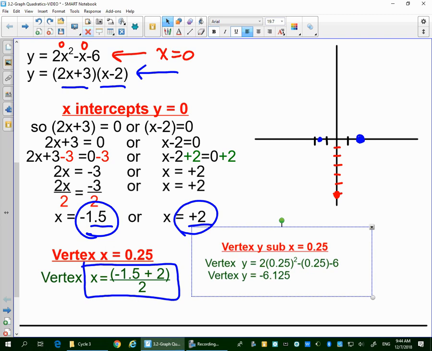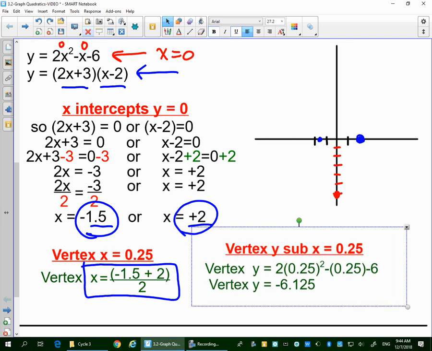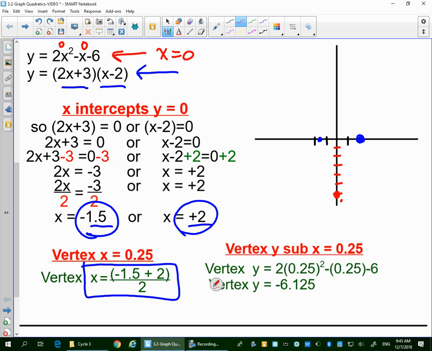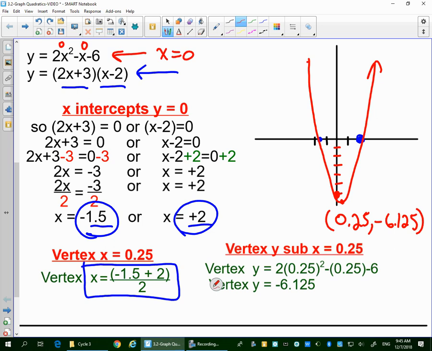And then once we know the x of the vertex, we need the y of the vertex as well. To do that, we will simply plug it into one of the original equations. I think the standard in this case is probably the easier, and we get y equals negative 6.125. So the point right about here is the point 0.25 and negative 6.125. That's my vertex, and this is my sketch.